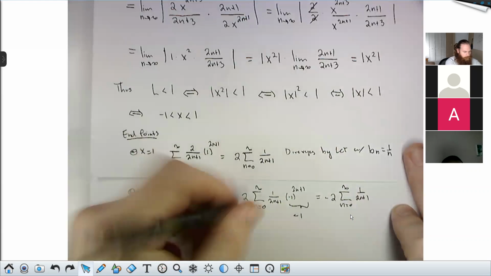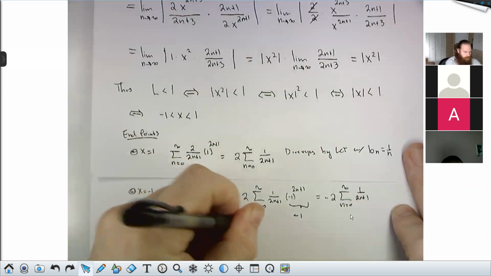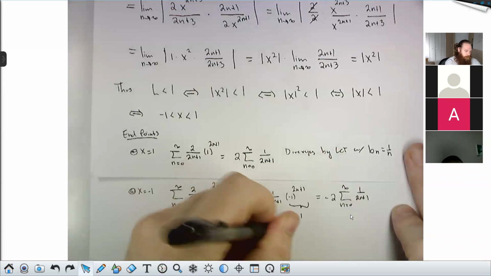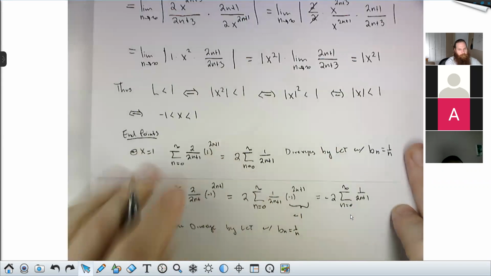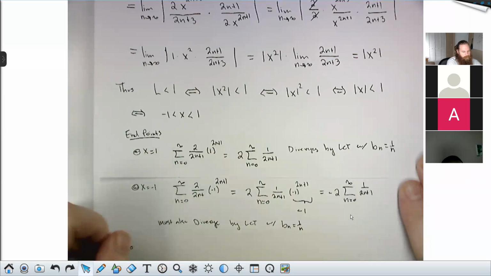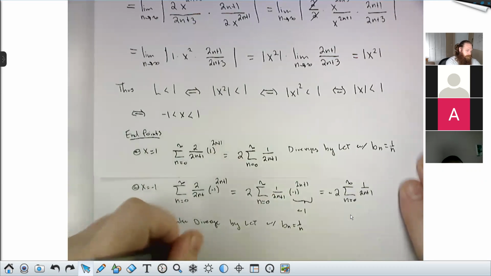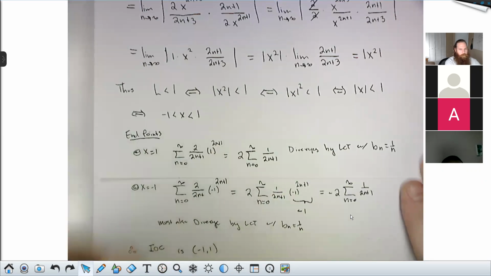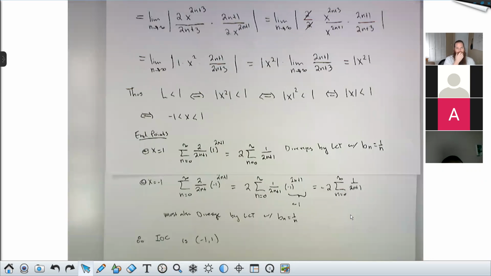And you could say for the same reason, by LCT with Bn equals 1 over n. So this series diverges at both endpoints, thus the IOC is the open interval from -1 to 1. You can't include either endpoint.